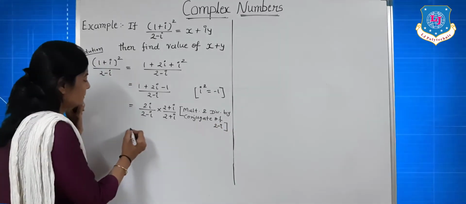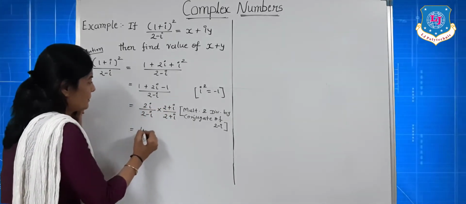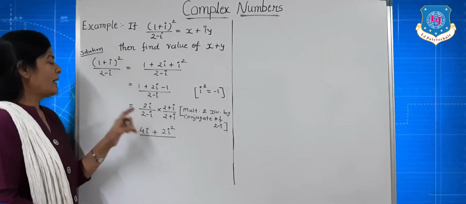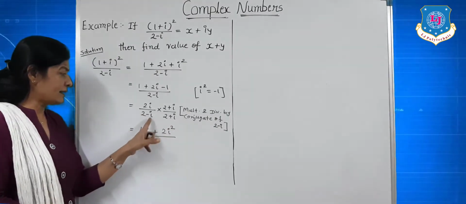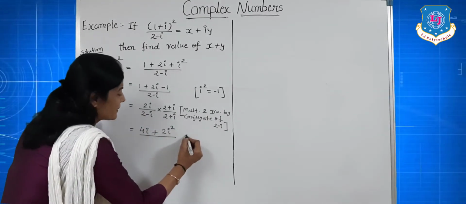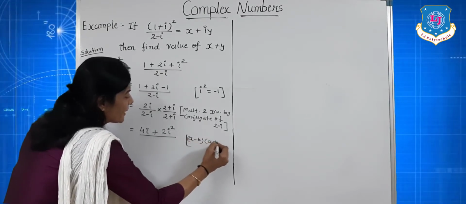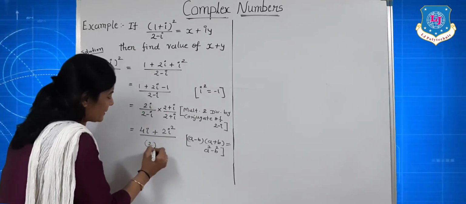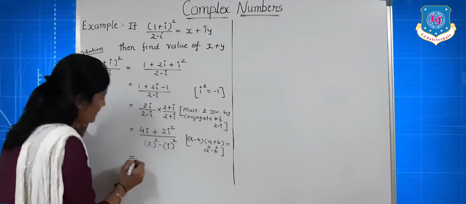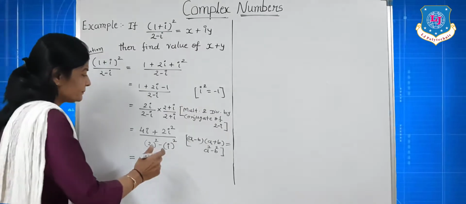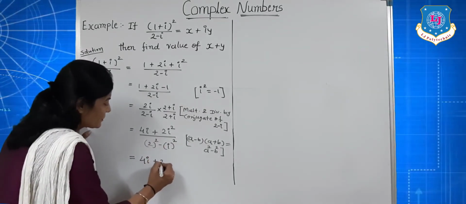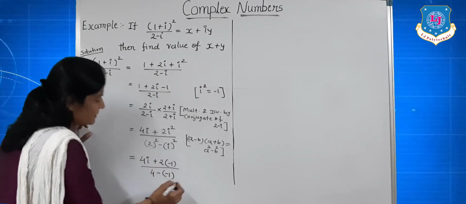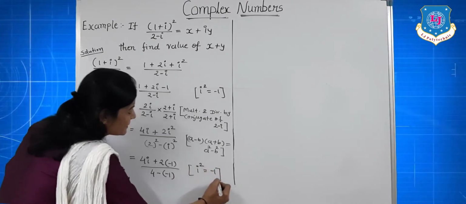Okay. Now 2i into (2 + i), so 2i into 2 is 4i, plus 2i into i is 2i², upon, now (2 − i) into (2 + i), means (a − b)(a + b) is equal to a² − b². So 2² − i² is equal to, now i² is equal to −1, so 4i + 2i², i² is equal to −1, 2² is 4 minus (−1), i² is equal to −1, right?